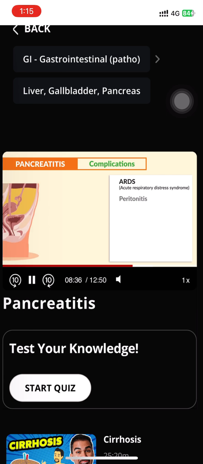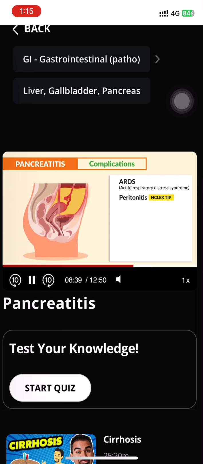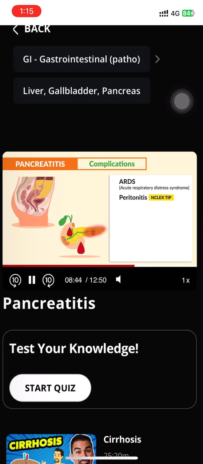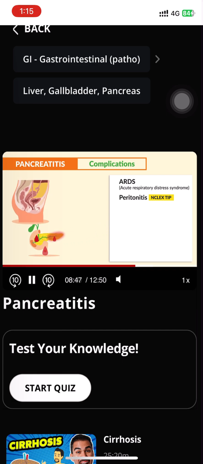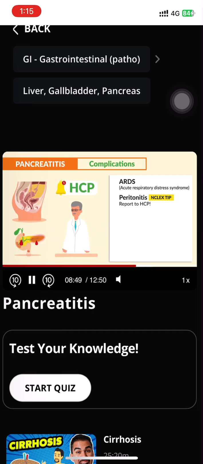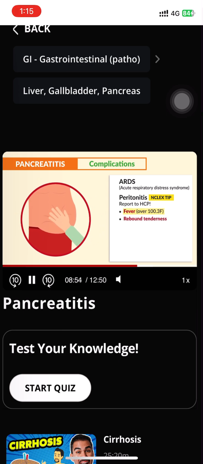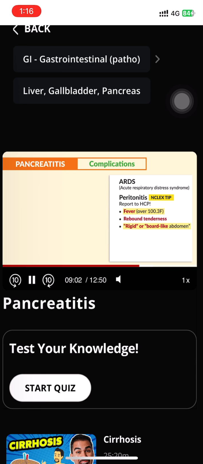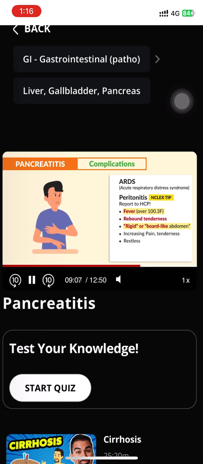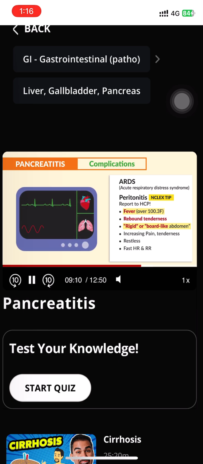The second thing is peritonitis, the inflammation of the peritoneal cavity inside the abdomen, typically caused by bleeding from that inflamed pancreas. So we always assess for and report to the HCP. Write down these top three here. A fever over 100.3, rebound tenderness, as well as a rigid or board-like abdomen. Those three are the most commonly tested out of 10,000 questions, as well as increased pain and tenderness, restlessness, and a fast heart rate and respiratory rate, known as tachycardia and tachypnea.